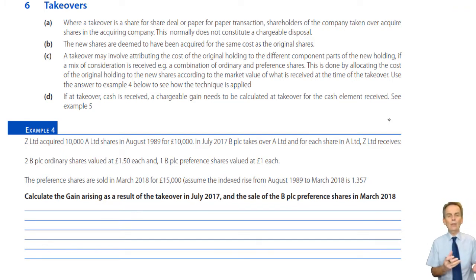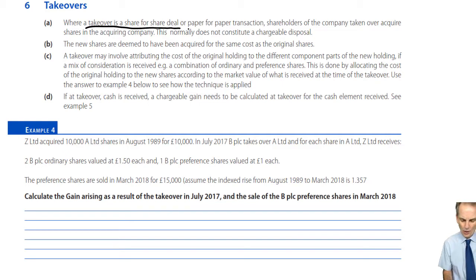Now, there's two different types of takeover for tax purposes that we need to look at. There is, to begin with, the pure share for share, paper for paper deal. So where a takeover is a share for share deal, otherwise known as paper for paper, you swap one category of shares in one company for shares in another company. Because you've received no cash, no gain has actually crystallized. You've just swapped one bit of paper for another bit of paper. I own shares in A Limited, I now own shares in B Limited, or V Limited as the case may be. So in which case, no immediate gain arises.